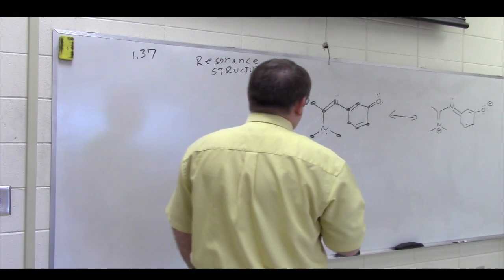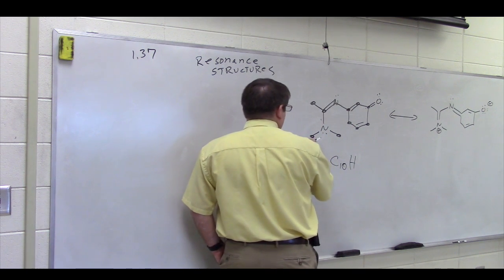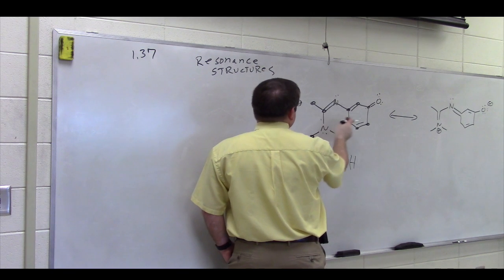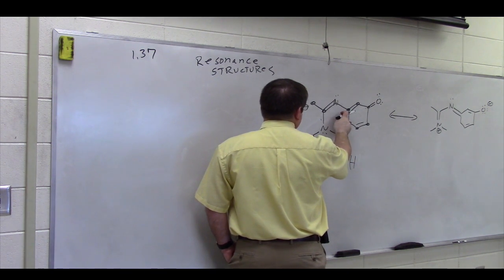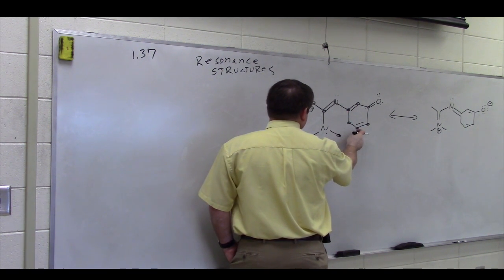So we got 10 carbons. How many hydrogens do we got? We got 3, 6, 9, none there. And 1, so it's 10. Is there one there? No, there's none there, sorry. Okay. Now that makes 10, 11, 12.